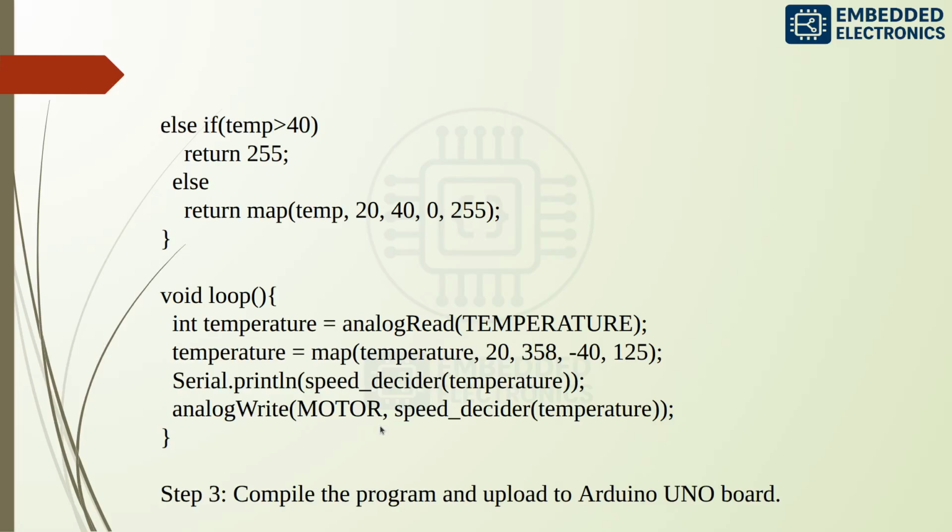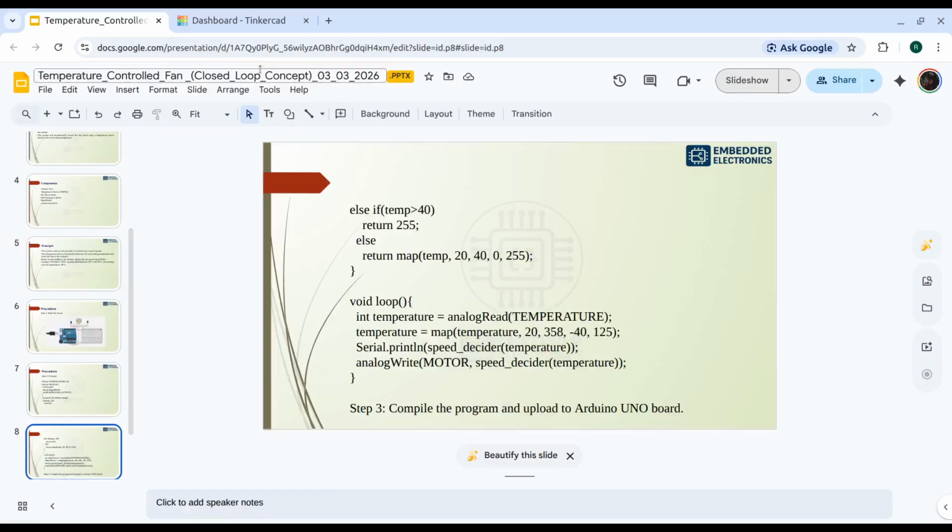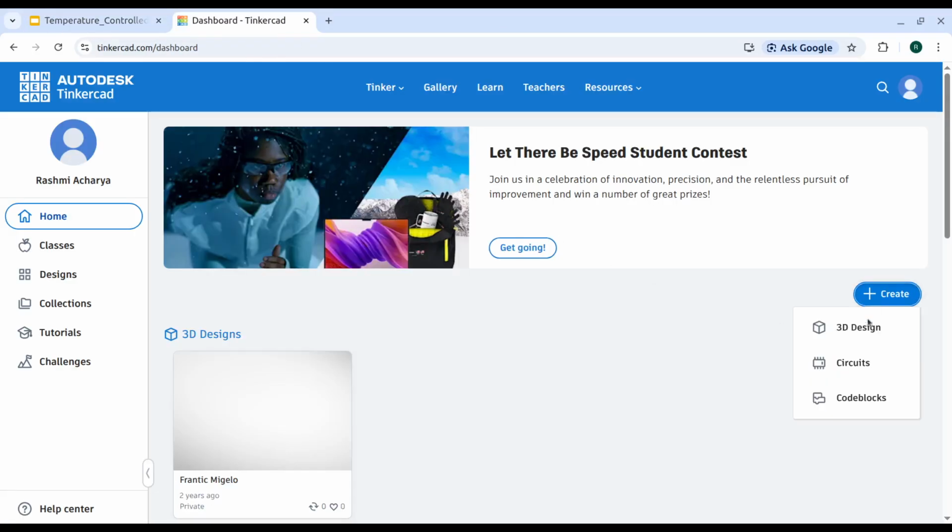And analogWrite of motor, speedDecider of temperature, sends the PWM signal to the motor driver, thereby adjusting the fan speed automatically. In step 3, compile the program and upload it to the Arduino board. Let's do this circuit using the Tinkercad simulator.